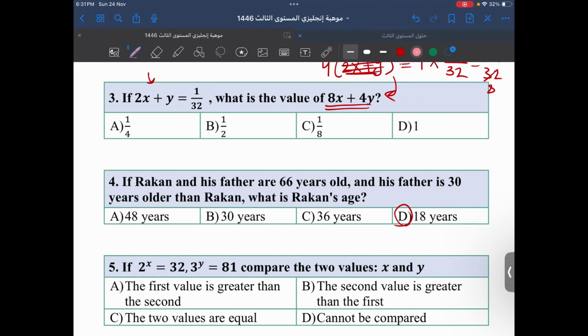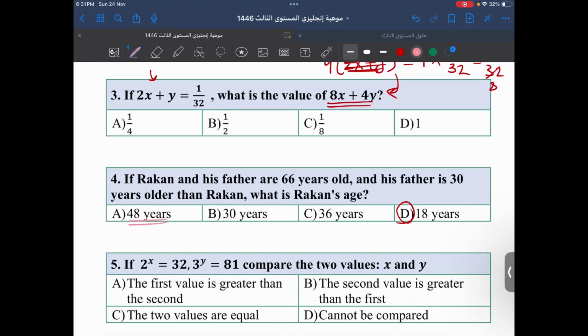They're saying, what is Rakan's age? So if this is Rakan's age, and we know that his father is older than Rakan by 30 years, then his father would be how old? If he is 48, his father will be 78. So when I add them together, does it equal 66? No. So this one is wrong.